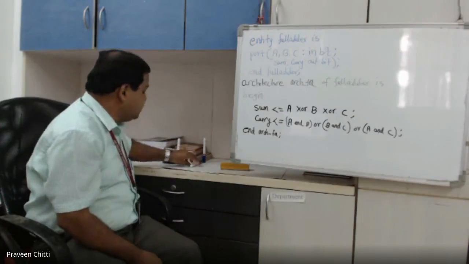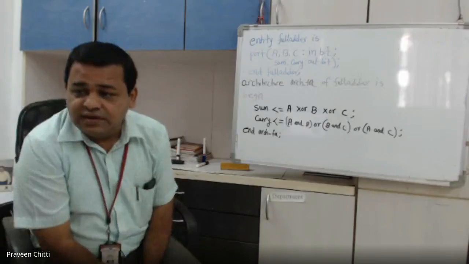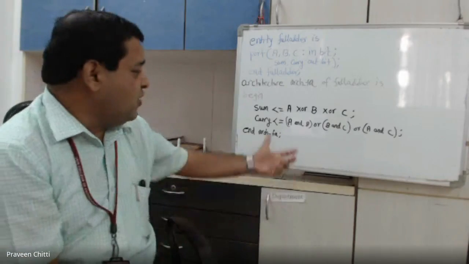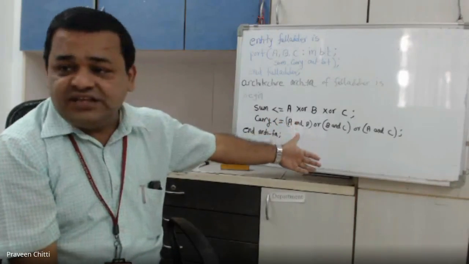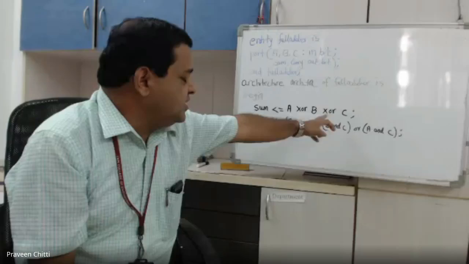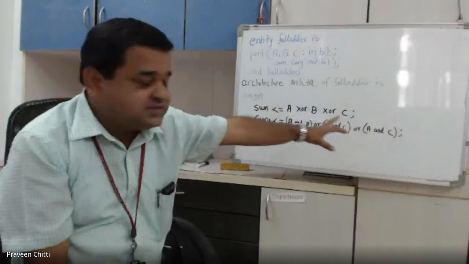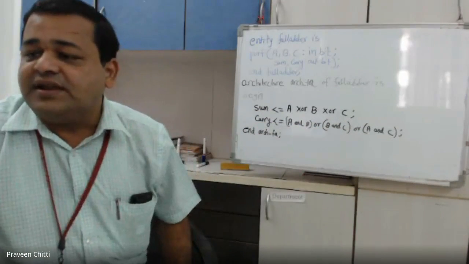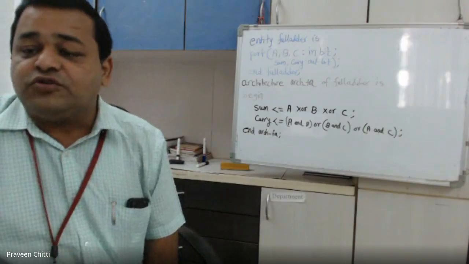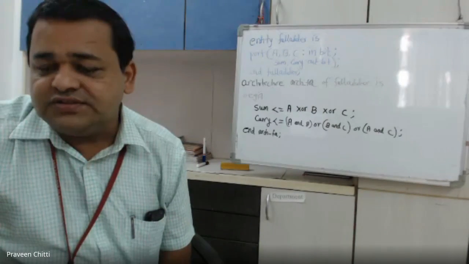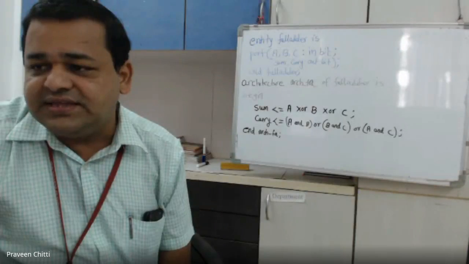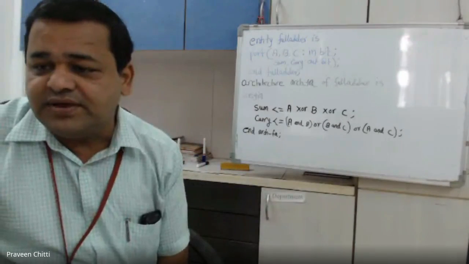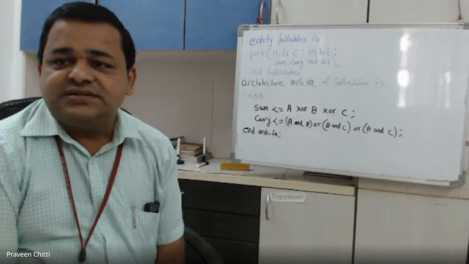I hope it is clear. All of you understood? Anybody who has not understood this? If you actually want to add a delay also here, you can write A XOR B XOR C after 10 nanoseconds, then A and B or B and C or A and C after 10 nanoseconds also, if you want to include delay. If you don't want to include any delay, then you can write the program like this. So I hope it is clear.